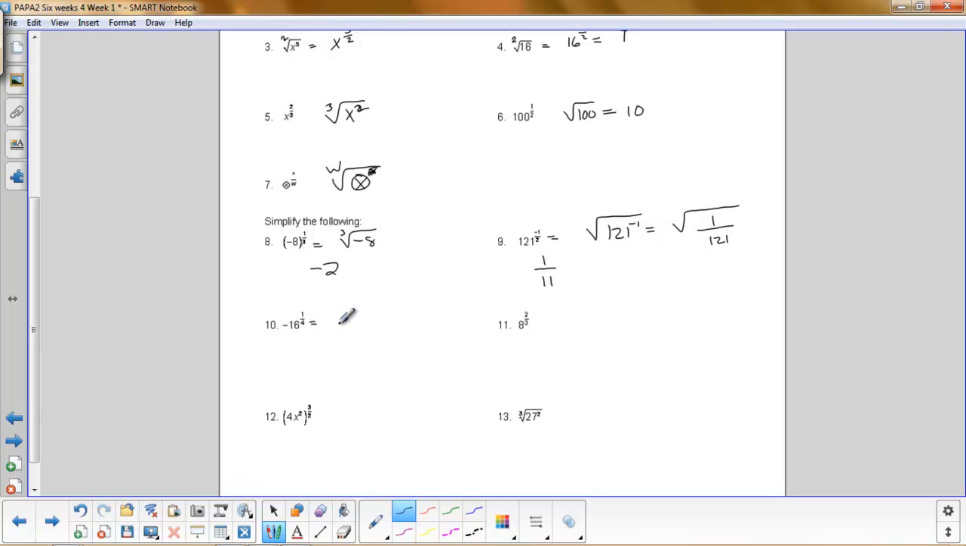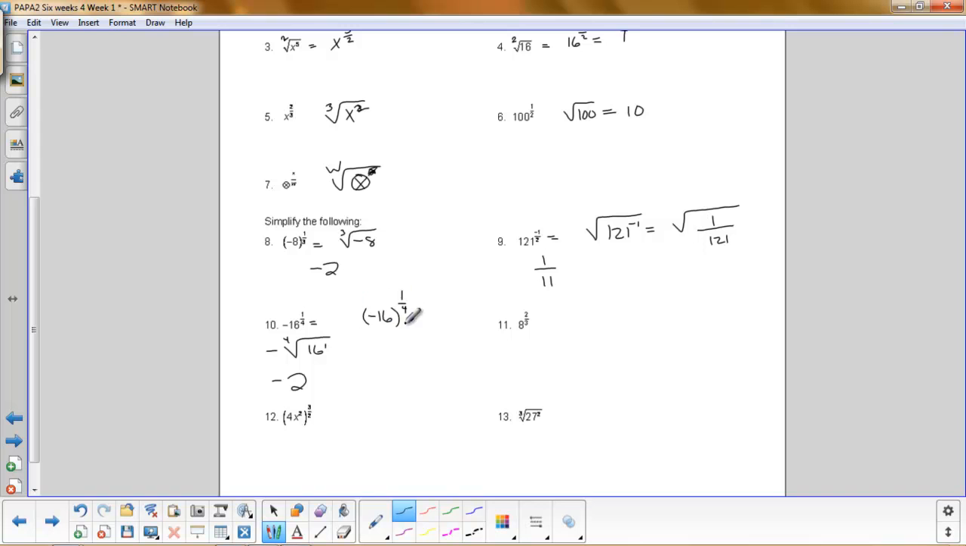Negative 16 to the 1/4 power. Now this one's a little bit tricky because there is no parentheses around it. We're going to treat these as two different values. Notice the subtle difference between this and what is actually written. So be very careful, and let's assume that since there's no parentheses, that these are two different numbers. So we're going to go negative 4th root of 16 to the 1st power. So the 4th root of 16 is 2, and the resulting answer is negative 2.